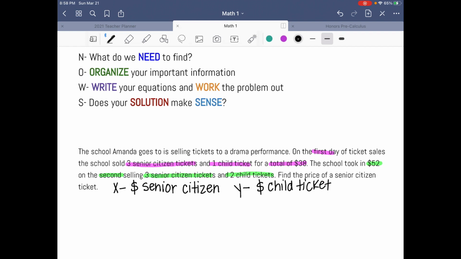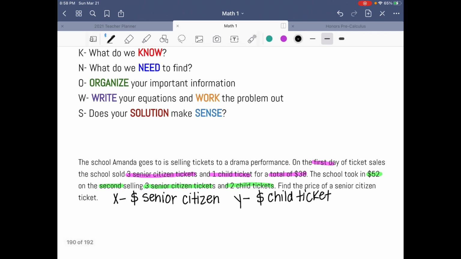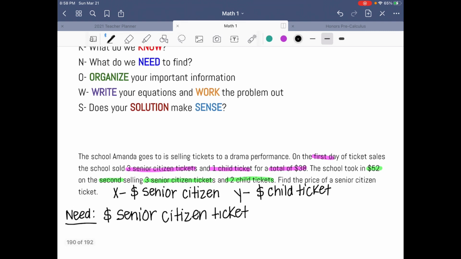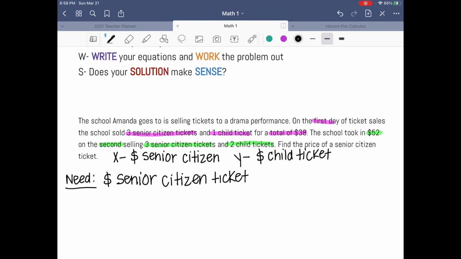Now, in doing that, we're now going to move on to the need. What do we need? We need to find the price, okay? So we need to find the price of a senior citizen ticket. That is our final answer, the price of the senior citizen ticket.